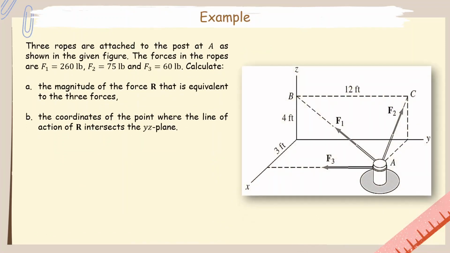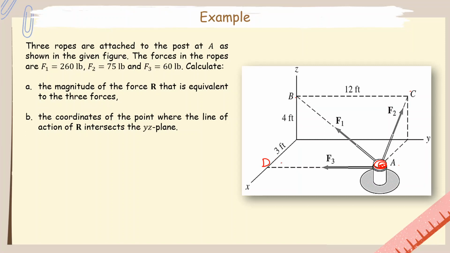3 ropes are attached to the post at A, as shown in the given figure. So, meron tayong tatlong ropes or PC or anything na string, and then nakakonekta siya dito. And then naka-tie siya from this, let's call this point D. So, this is B, this is point C, this is point A at point D.